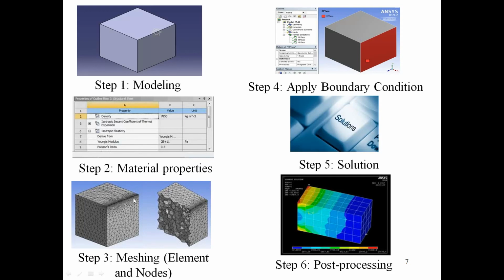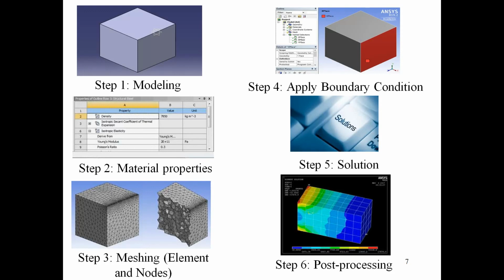The third step is meshing. Meshing means dividing that body into a number of parts joined with the help of nodes. So how many elements and how many nodes there are, based on that the results will vary. The fourth step is to apply boundary conditions. Boundary condition means where the body is fixed or displaced and where the load is applied. So that is nothing but the boundary condition.